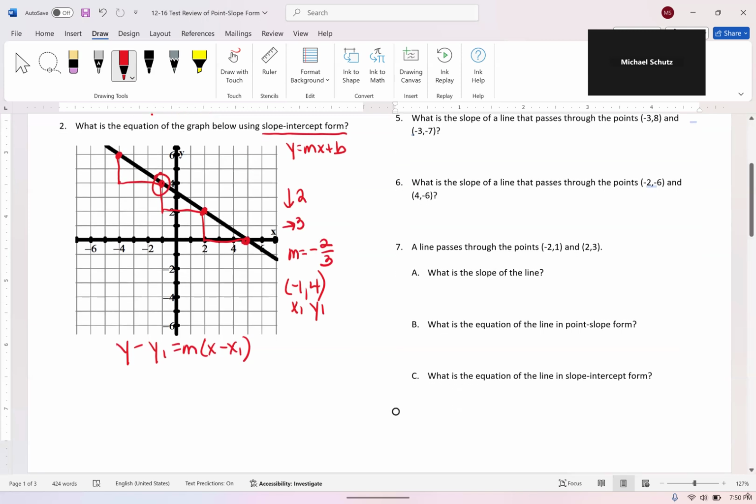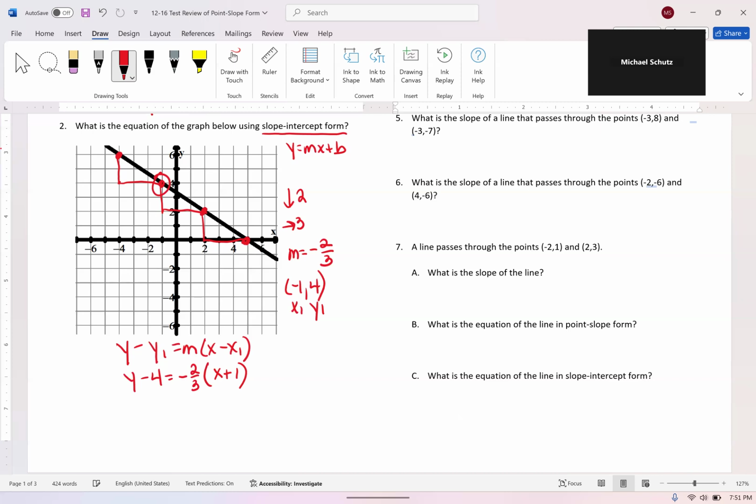So I'm going to do what I just listed. Y1 is 4, so y minus 4. The slope is -2/3. And then x1 is -1, so that would become x plus 1. Because remember, when we plug that point into the point slope form, we switch the signs. The +4 became a y minus 4. The -1 became an x plus 1.